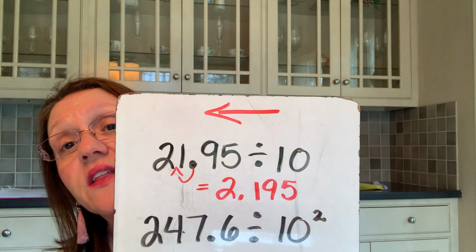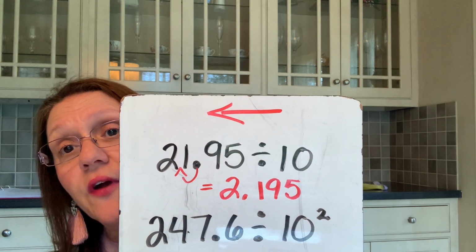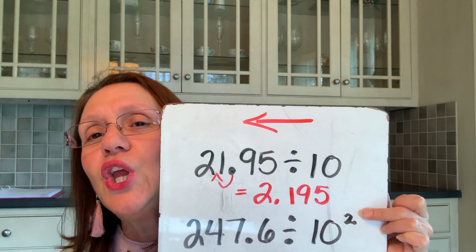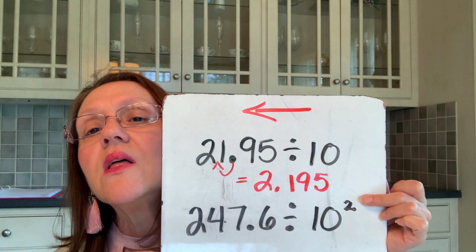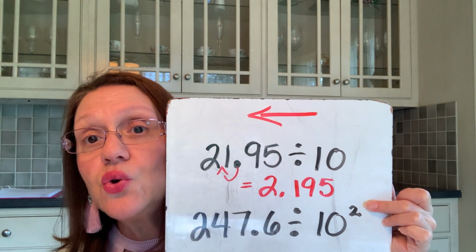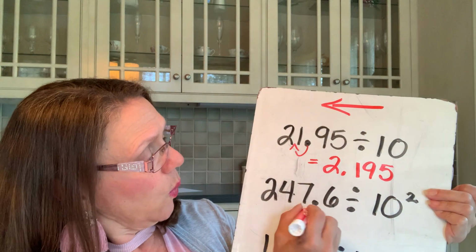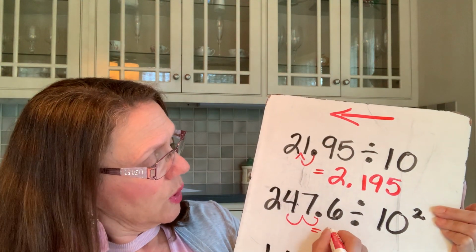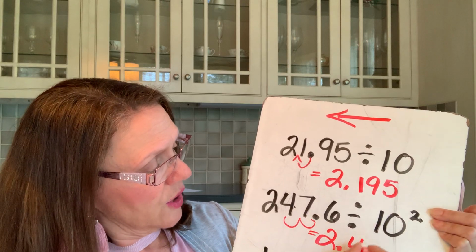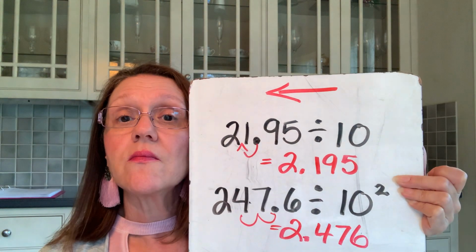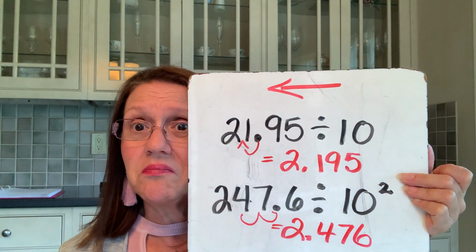So sometimes we may have a division question like this with an exponent. Don't be afraid, because the exponent, all they've done is they've counted up the zeros for you, which means with this number, we are going to move the decimal place 2 place values. 1, 2. So our answer will be 2 and 476 thousandths. It's pretty simple.